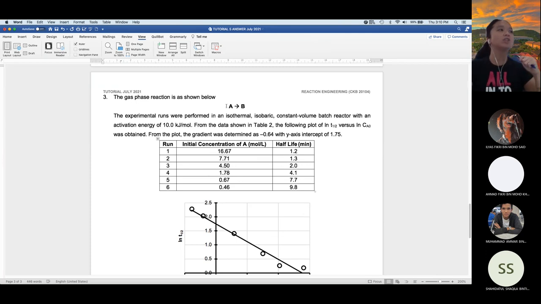Liquid phase reaction is shown as below. The experimental run will perform in an isothermal isobaric batch reactor with an activation energy 10 kJ per mole. So soalan ni pula pelik pula. Diberi kita activation energy. Tapi sama je, bila disuruh cari atau dia bagi activation energy, confirm Arrhenius equation. Kamu dah tahu, kamu dah ingat dah, mesti definitely uses Arrhenius equation.